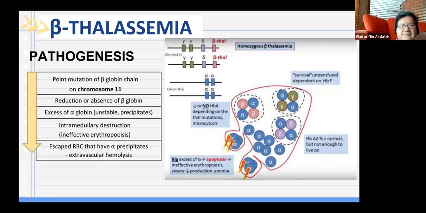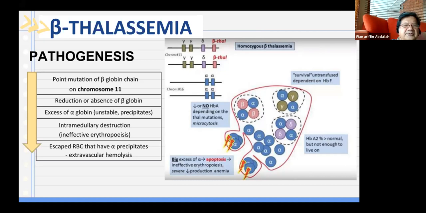So this is a very good slide that all of you should know, right? The pathogenesis is very important. The main problem is because of excess alpha. Yeah, just like excess females in certain countries, so they cannot combine, cannot get married. So excess alpha, not enough beta for them to combine with.